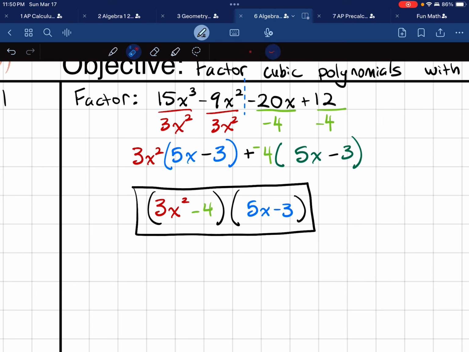I know a lot of students at this step are like, what? Like, how did you get from 5x? There were 2 of those 5x minus 3s. How did you get to one of them? It's counting, right? It's counting this number.